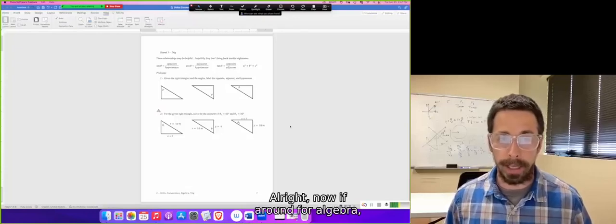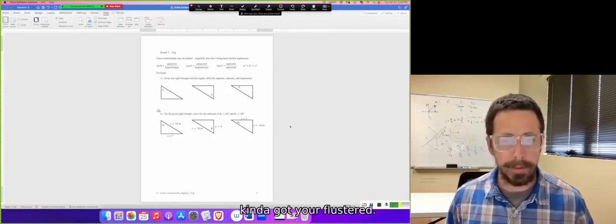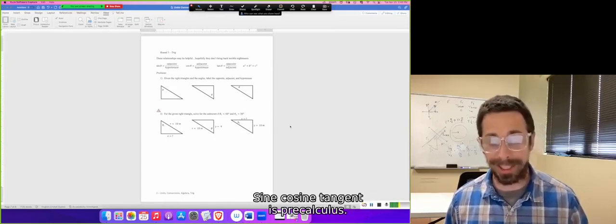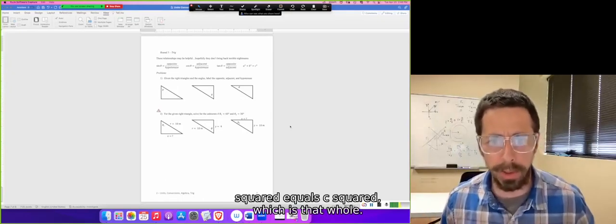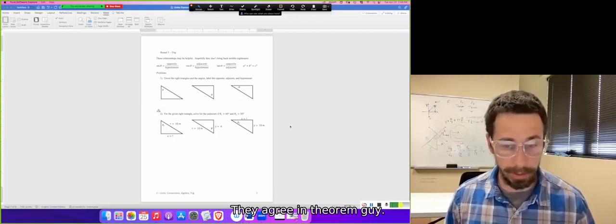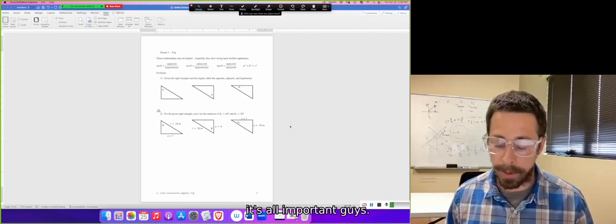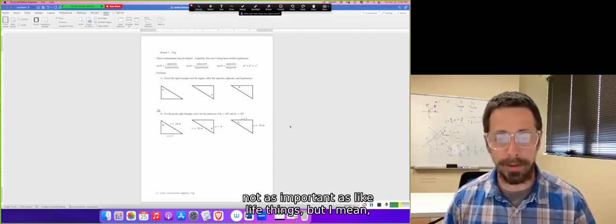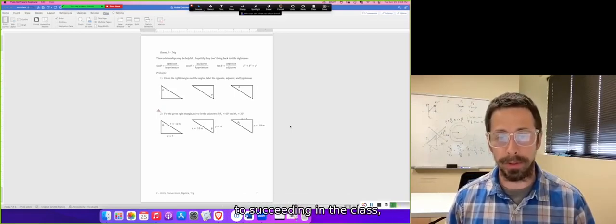All right. Now, if round 4, algebra, kind of got you flustered, well, here we go again with round 5, which is trig, right? Sine, cosine, tangent. This is pre-calculus. And then we have this a squared plus b squared equals c squared, which is that whole Pythagorean theorem guy. This is going to be, well, it's all important, guys.